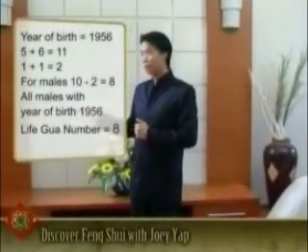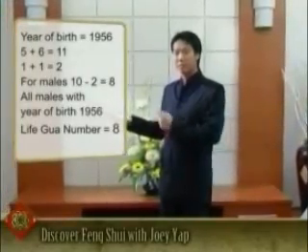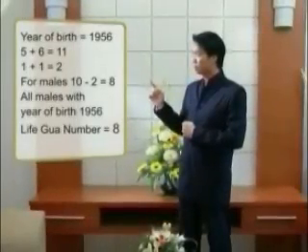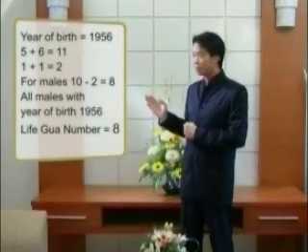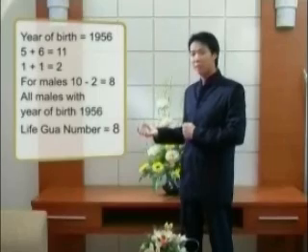Here, let's say we have 1956. Take the last two digits of the year, 5 plus 6, and add them together. 5 plus 6 equals 11. And 11, sum it down to one digit: 1 plus 1 equals 2. Now this is the single digit number.